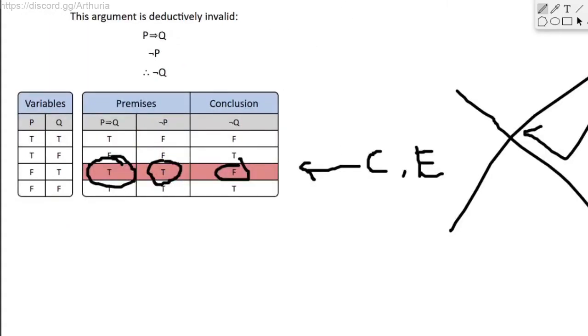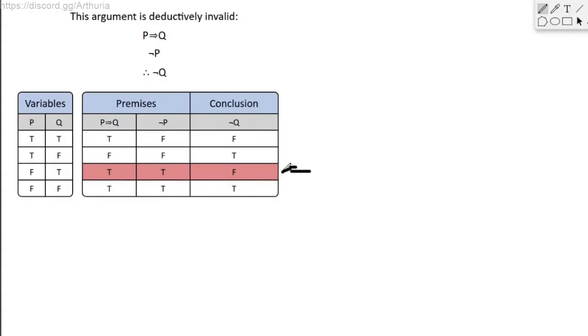Remember with this one, the premises here are true together, and here the premises are true together.